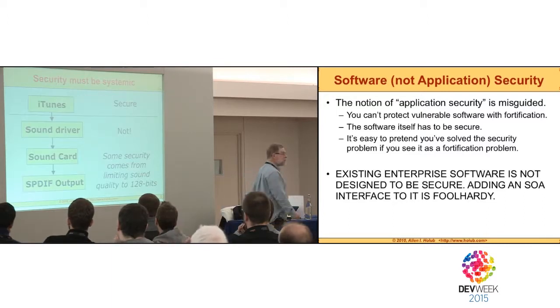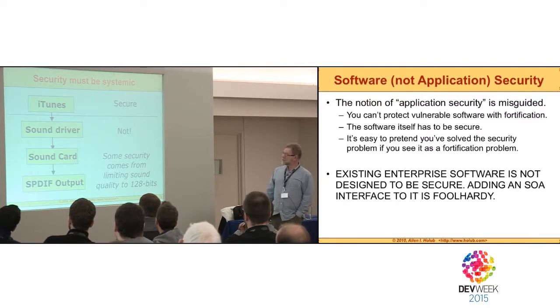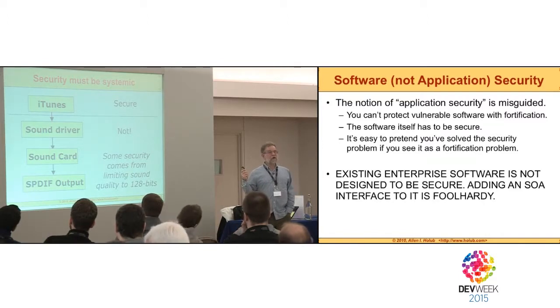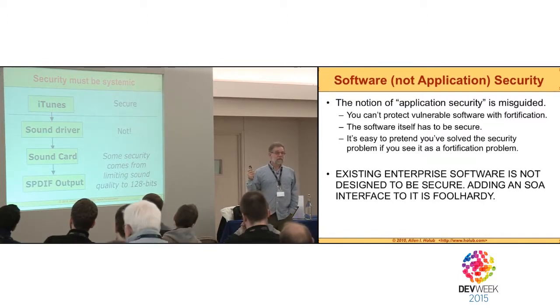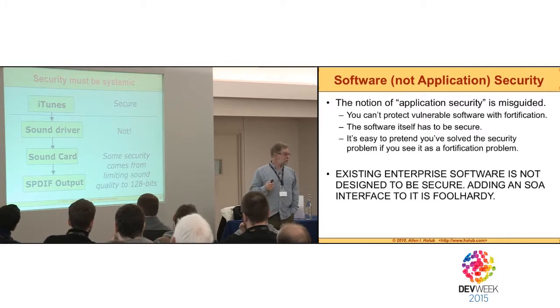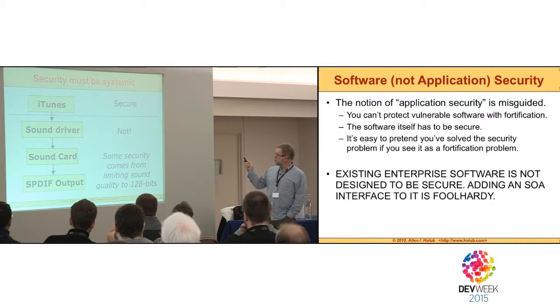A classic example of that is sound. As iTunes came out with its original DRM, this is an older slide, but I've kept it up here because it demonstrates the problem. iTunes came out with all this DRM, saying we're going to secure music delivery. And what they weren't thinking is that underneath iTunes, there's a sound driver, there's a sound card, there's a digital output from the computer if worse comes to worse. And all of those layers are vulnerable.